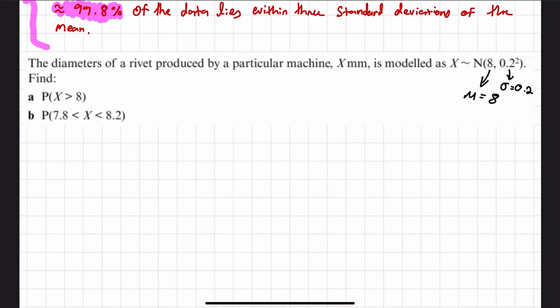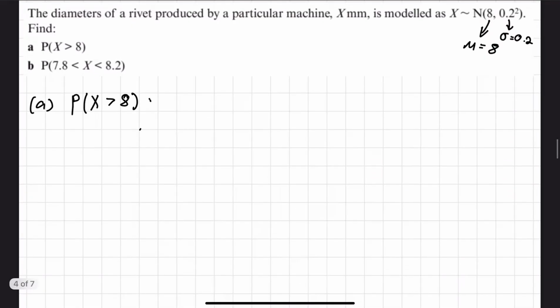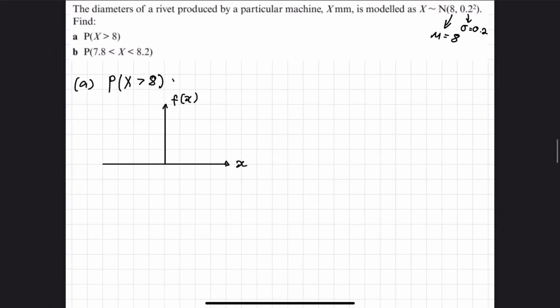Okay, so find the probability that x is greater than 8. Now, unlike the binomial distribution, the normal distribution doesn't have some fancy formula. So what you need to rely on is a good diagram. So let's have a look. Let's draw our diagram. Mine's not going to be the best, but I'll try and get the point across. That is horrific.